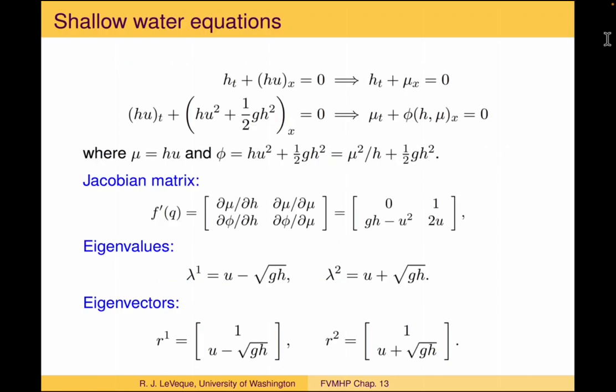So again, the shallow water equations are written here at the top, and I've now called the momentum mu, h times u, and it's also the flux of h in the first equation, and then the momentum flux I've written as phi, just to make it a little clearer that when we compute the Jacobian, we have to be careful that we're differentiating with respect to the two variables h and mu. But if we do that properly, then we get these eigenvalues and eigenvectors, which we'll be using in the examples.